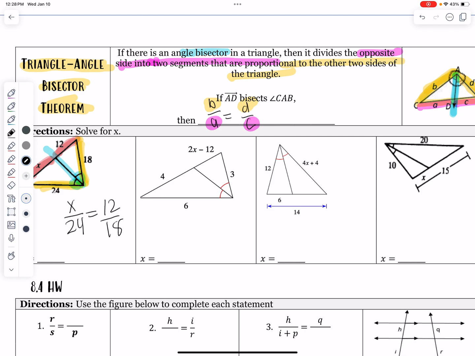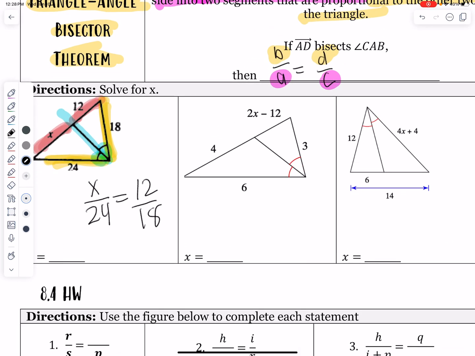So of course you're just going to cross multiply. So 24 times 12 is 288. And then you divide that by 18, and we get x equals 16. So if I wanted to know what is that full amount in that triangle, you go 16 plus 12, which is 28. But it did not ask for that, so we're just going to keep going.